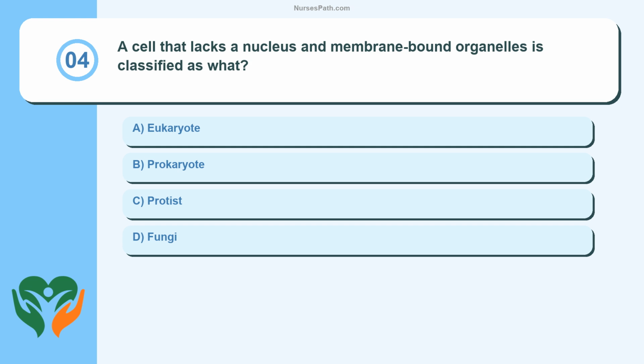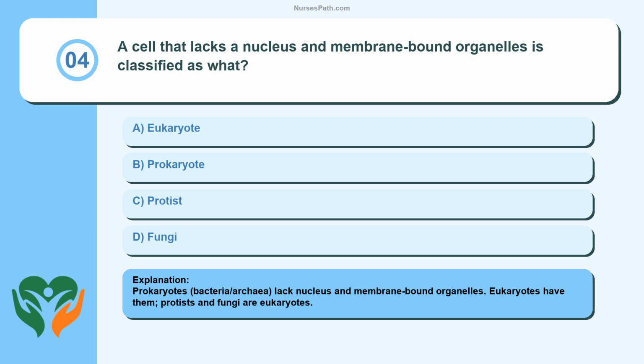Question 4. A cell that lacks a nucleus and membrane-bound organelles is classified as what? Eukaryote, prokaryote, protist, fungi. Prokaryotes, bacteria/archaea, lack nucleus and membrane-bound organelles. Eukaryotes have them. Protists and fungi are eukaryotes.